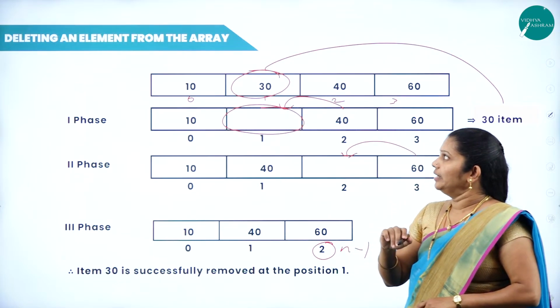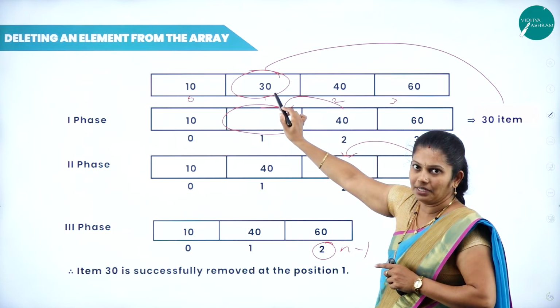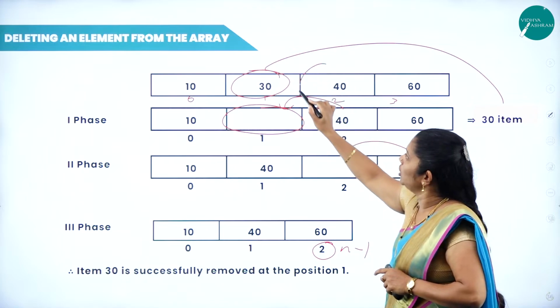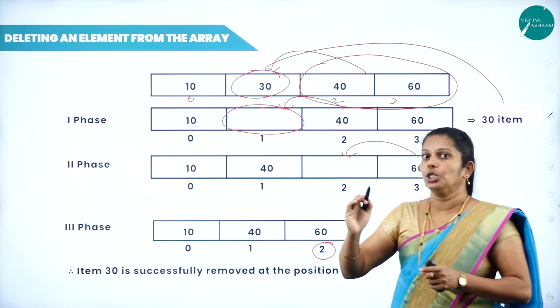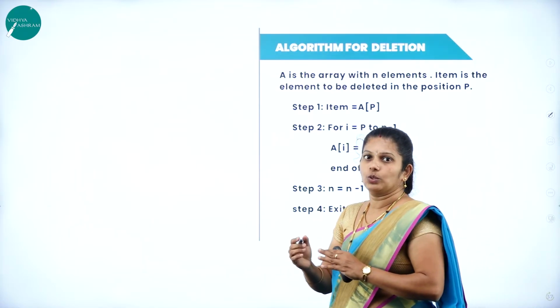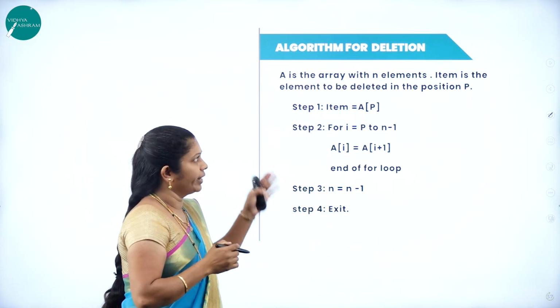While deleting an element from the array, first you have to delete the element, and later all the elements in the adjacent positions we have to shift to the lower order position in each and every phase. Now is it clear? Now we will explain this with an algorithm as well as one problem. This is also very important.